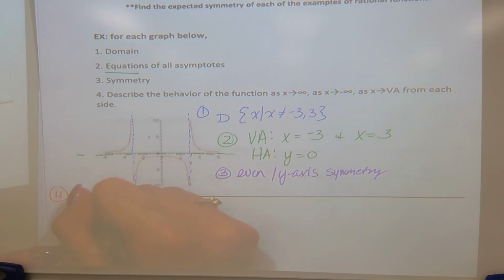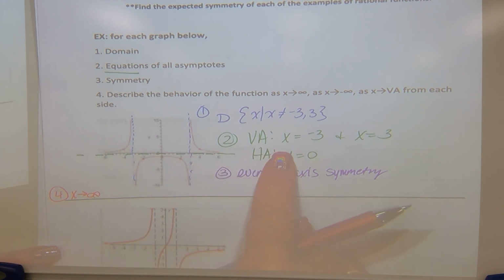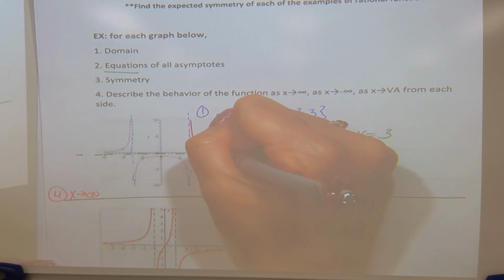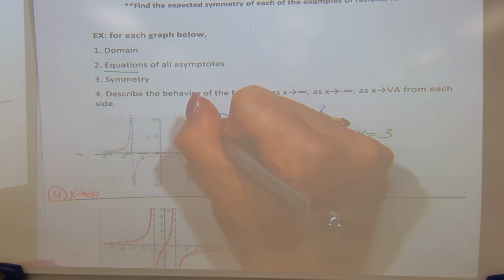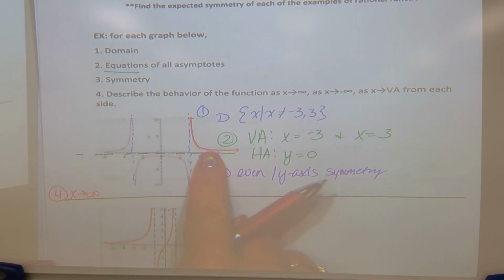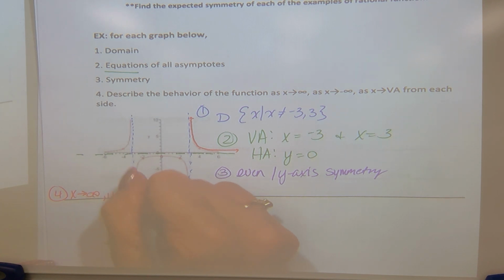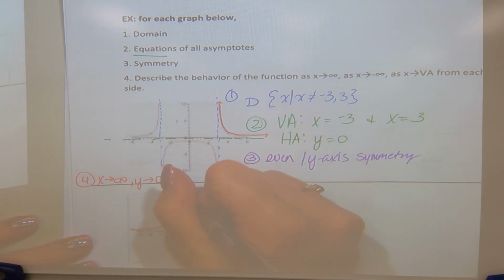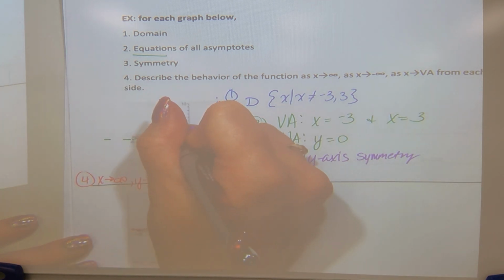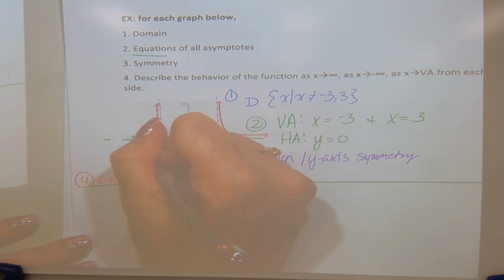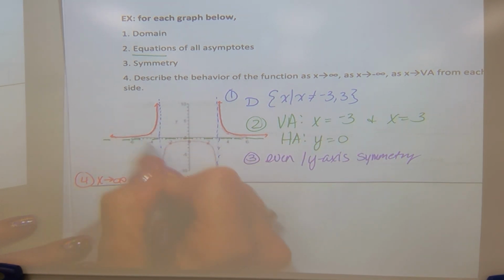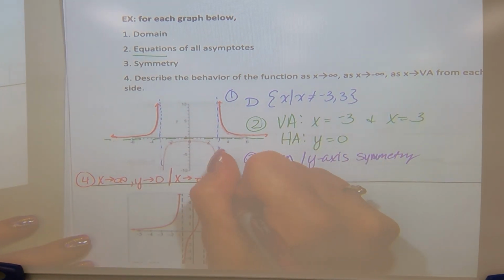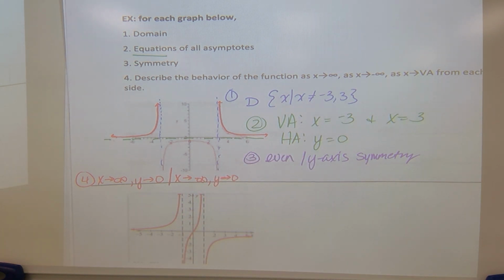So as x approaches positive infinity, so as x goes this way, I can see that my graph is getting closer and closer to that horizontal asymptote at 0. So as x goes to positive infinity, y approaches 0. It approaches that horizontal asymptote. What about as we go to negative infinity? As x approaches negative infinity, on this other end of my graph, as I go this way, I'm getting again closer and closer to the horizontal asymptote, which is 0. So y approaches 0. That's as x gets large.